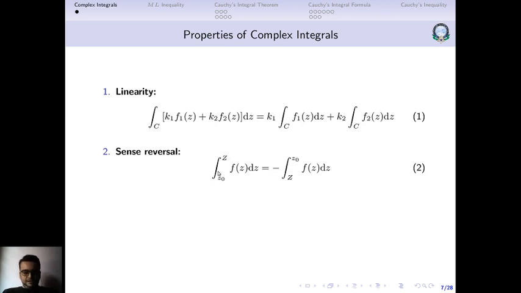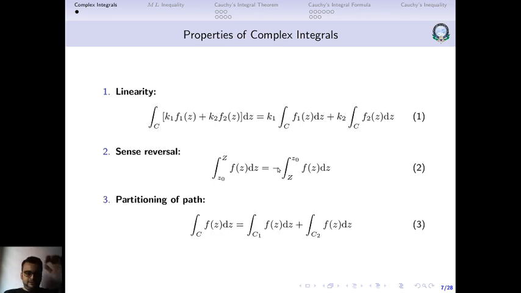Then if I come back along the same path in the opposite direction, so the starting point is z and the ending point is z0, then the result of the integral will have a minus sign. That is sense reversal.